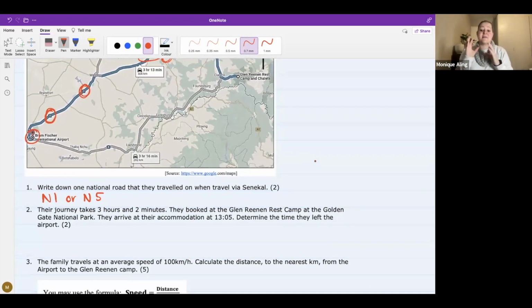So we know what time they got to their accommodation. It took them 3 hours and 2 minutes to get there. So what time did they leave the airport to get to this accommodation? I'm going to give you guys a couple of minutes to figure that out. Well done, Dakalo.